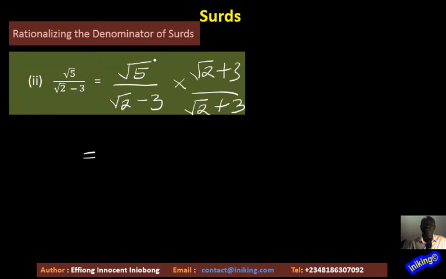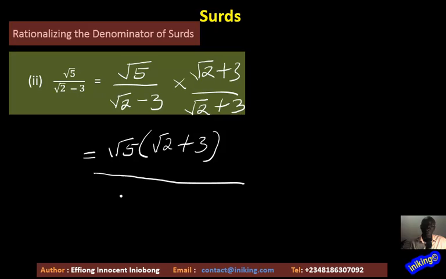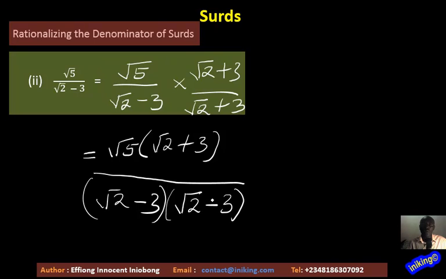And then we start our multiplication. Root 5 times this. Let me take it step by step so that you don't get angry. This is root 2 plus 3. That's the numerator multiplication. Let's go to denominator multiplication. Root 2 minus 3. Very soon I'll show you a shortcut. Instead of doing all this denominator multiplication, anytime you are multiplying denominators where the two of them are conjugates, you don't necessarily have to go that long distance. I'll show you that very soon.